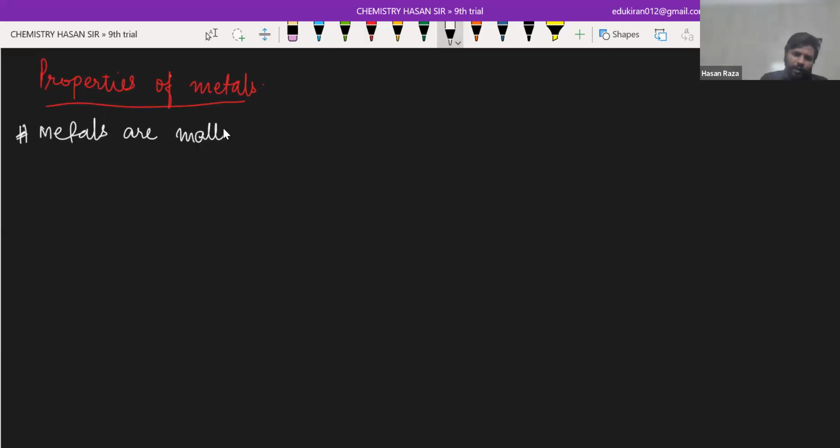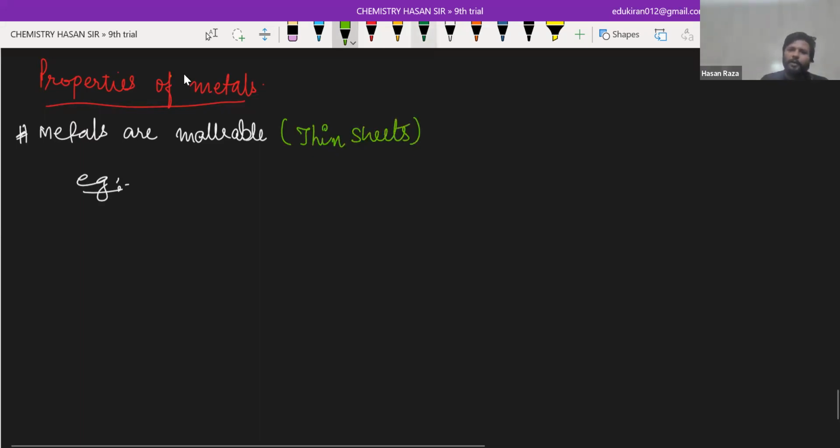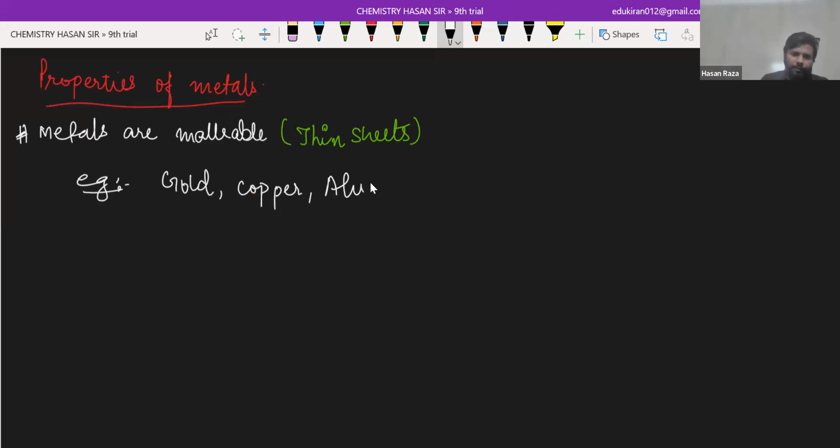Do you know what malleable means? Malleable means anything that can be beaten into thin sheets. For example, gold, copper, aluminium, tin, and silver are all malleable.